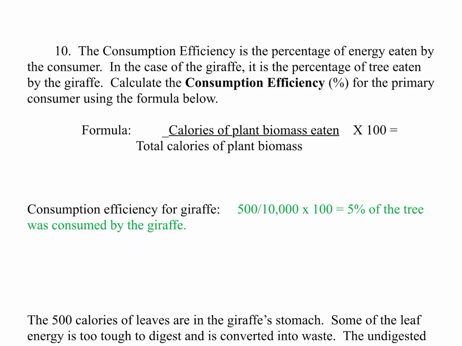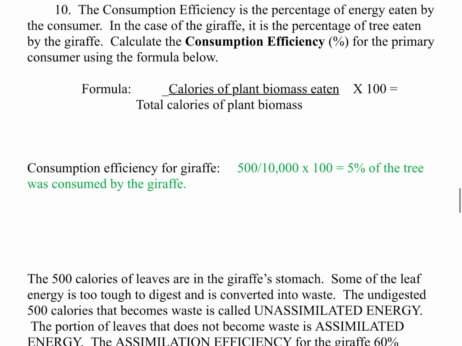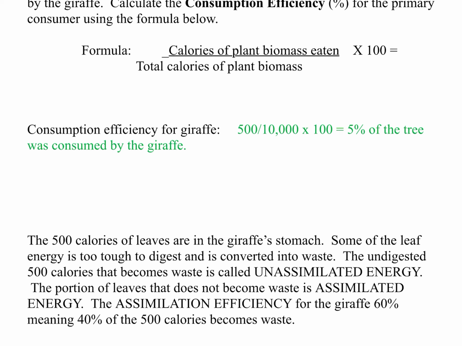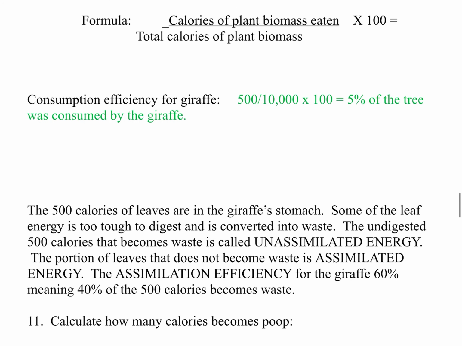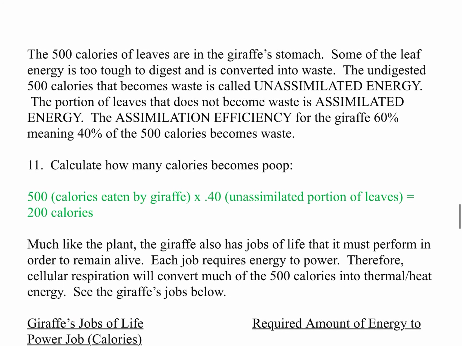So let's introduce this concept of consumption efficiency. The consumption efficiency is the percentage of energy eaten by the consumer. In the case of the giraffe, it is the percentage of tree eaten by giraffe. Calculate the consumption efficiency. Well, in this case, we can see the formula for consumption efficiency is calories of food eaten over total calories of that organism times 100. So in this case, the giraffe ate 500 calories of the 10,000 calories of tree. Multiply that times 100, and the giraffe only ate about 5% of the tree. So pretty low consumption efficiency.